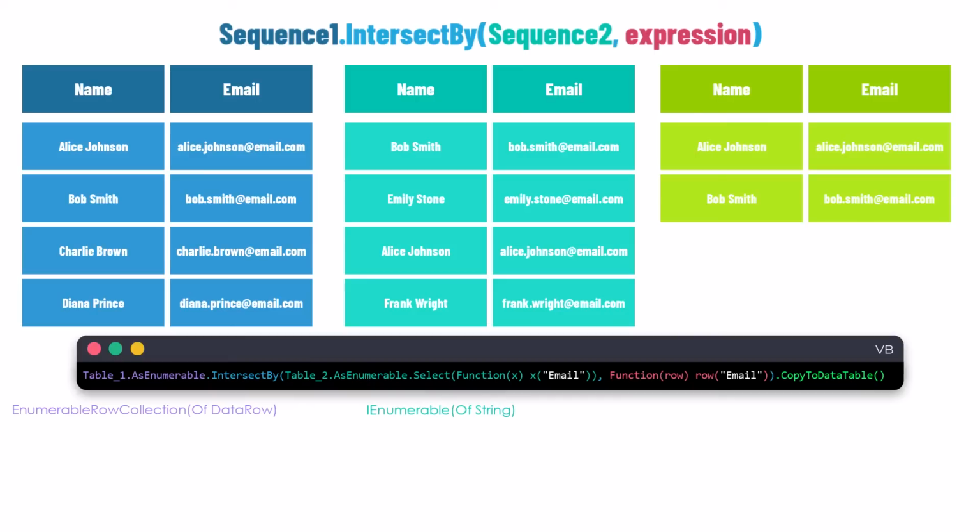Now, let's advance our discussion by focusing on the IntersectBy method's second overload, which introduces a vital aspect to our data intersection tasks: the ability to use an equality comparer. This becomes particularly valuable when we deal with case sensitivity issues, or when our data structures are non-uniform, such as varying XML and JSON formats.